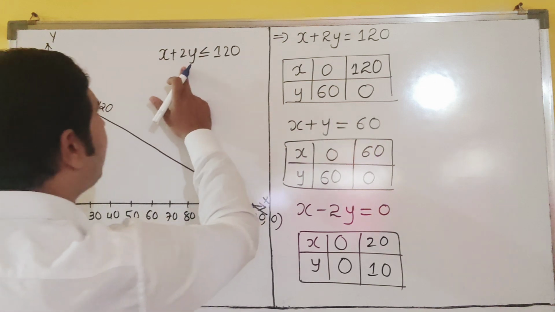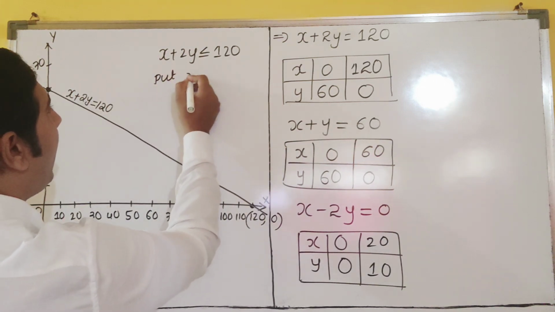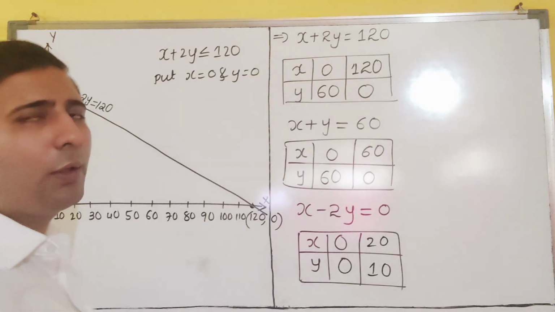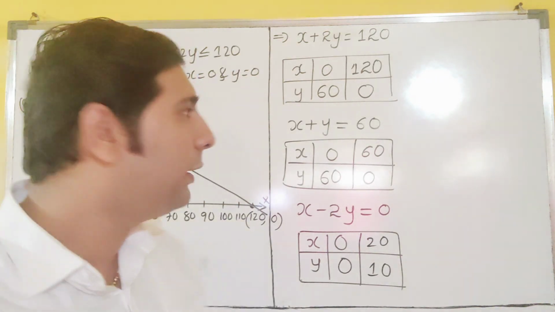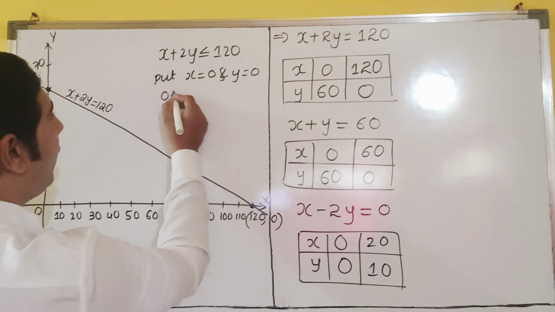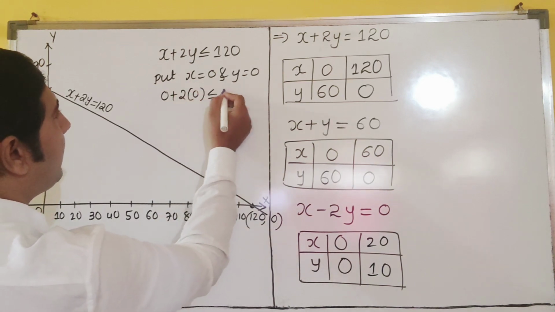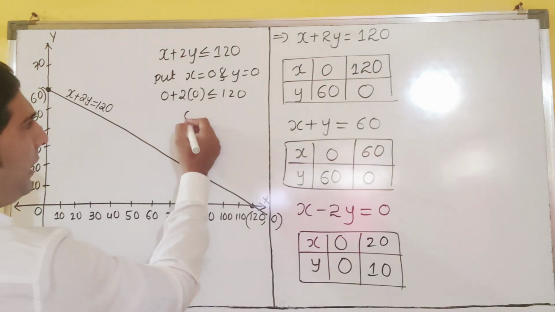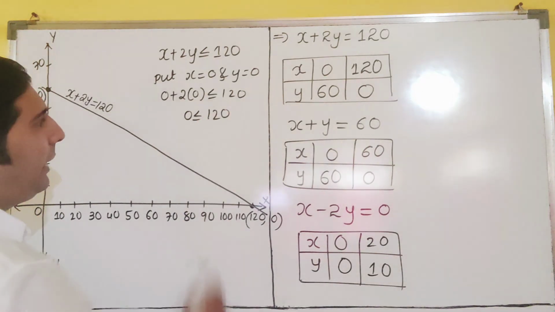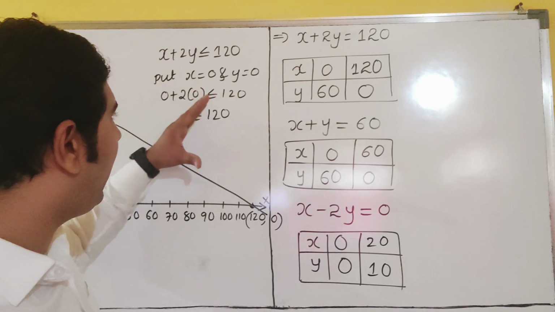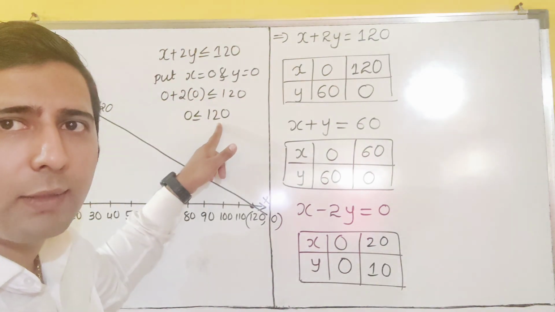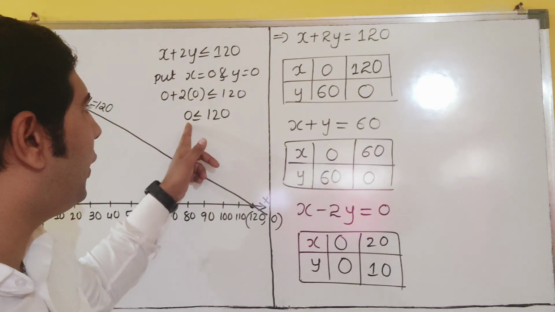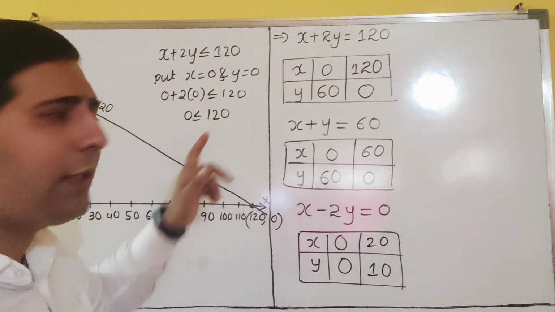So for this, inequality is given. Now in this, put x and y equal to 0, dear students. Put x equal to 0 and y equal to 0. So what will happen here? X is 0, 2 into 0 is 0, 0 plus 0 is 0, and 0 is less than or equal to 120. Where is the sign showing? It is showing towards 120. So that means 120 is greater than 0.